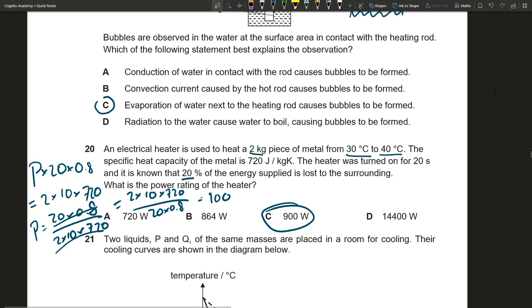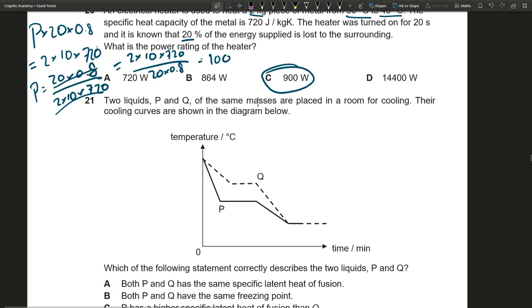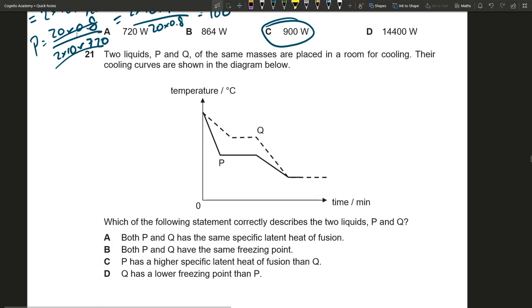All right, let's take a look at our next question here. 21. Two liquids, P and Q, of the same masses are placed in a room for cooling. Their cooling curves are shown in the diagram below. So we see two plateaus here, here and here, for Q and here for P. And then for Q, since the temperature here is higher, this actually corresponds to, because it's cooling, condensation. And then same thing for here, condensation. Then for here, this corresponds to freezing.